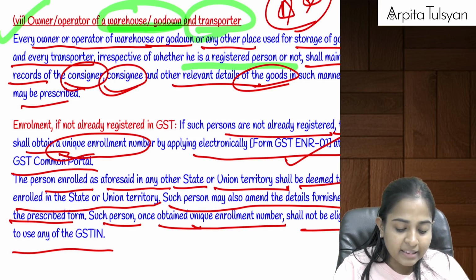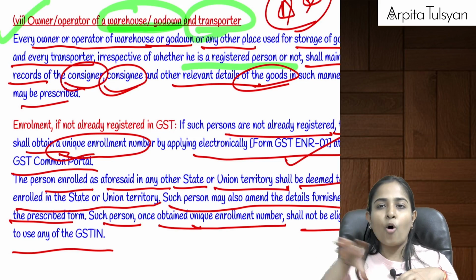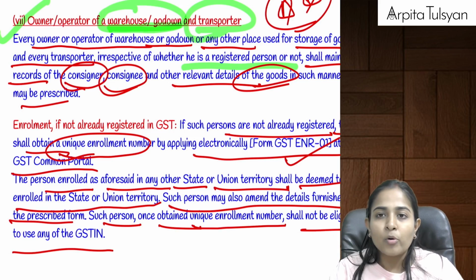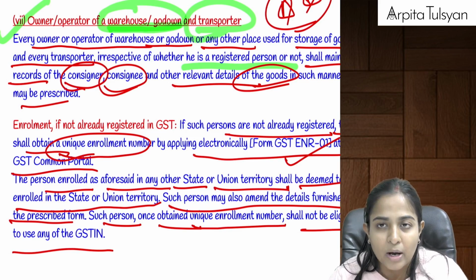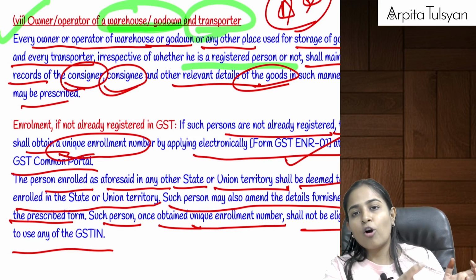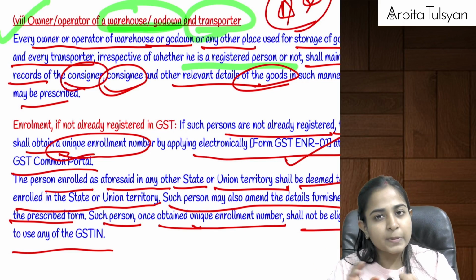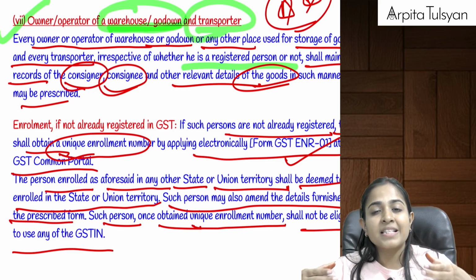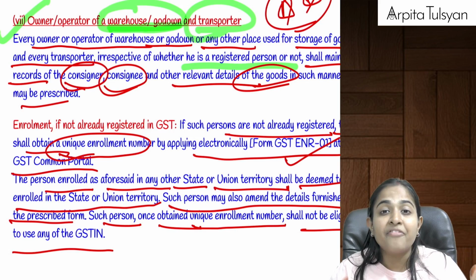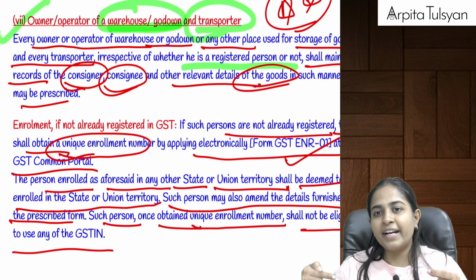They have to maintain the details of all the goods which they have received under their control and all the goods that they have supplied. For example, when we talk about an owner or operator of a warehouse or godown, if he is registered, he will have to maintain the details of what quantity of goods he has received in his godown, how much has been supplied, how much has been disposed of, and he will have to maintain the stock in such a manner that it can be identified item wise.